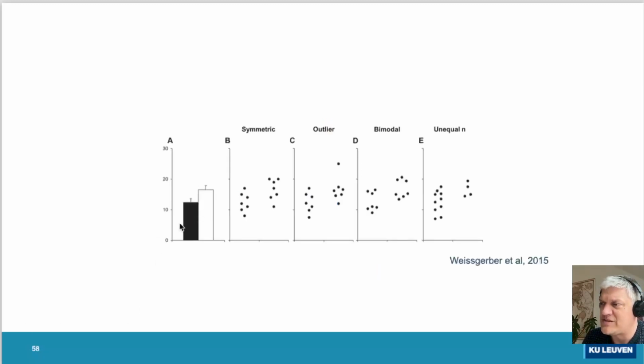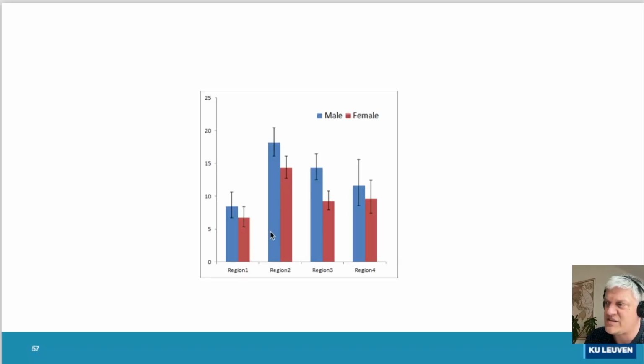For example, we might have 2 different data sets that are symmetric, okay, but there may be outliers that we do not see. We might have bimodal data. We don't see that here. Or we have an unequal number of elements. That's something we also do not see. So what is underneath this in region 2? Is that bimodal? We have no idea.